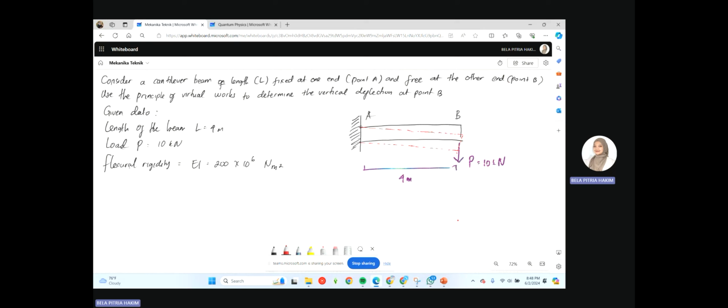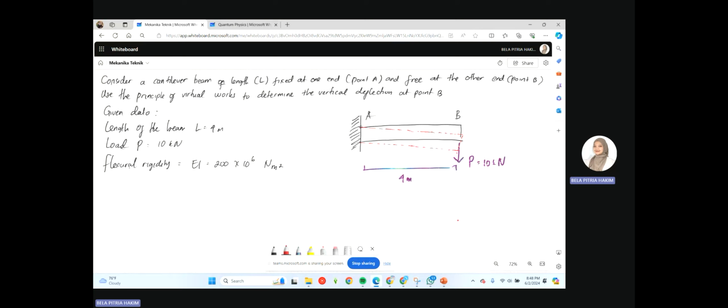So I have this statement: consider a cantilever beam of length L fixed at one end at point A and free at the other end at point B. A point load P is applied downward at the free end, point B, as you can see in the picture on the screen. Use the principle of virtual work to determine the vertical deflection at point B.